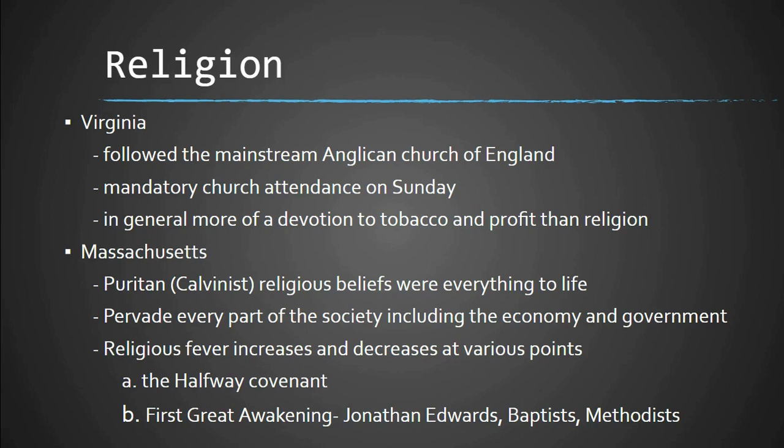Puritan Calvinist beliefs were everything in life, in which they pervaded every part of society, including the economy and government. The religious fervor increased and decreased at various points. Second and third generation Puritans tended to be less pious than their pioneering parents and grandparents. A halfway covenant or church membership was created to keep the less pious generations still attached to the church. However, in the early 1700s, the First Great Awakening spread across colonial America.